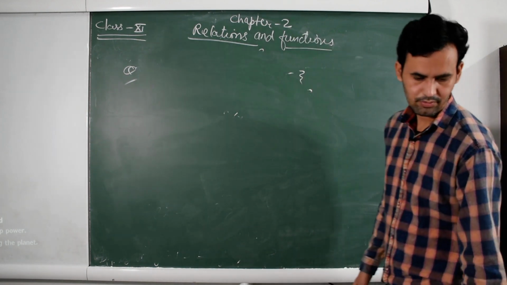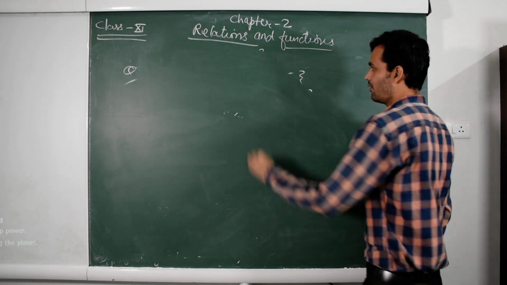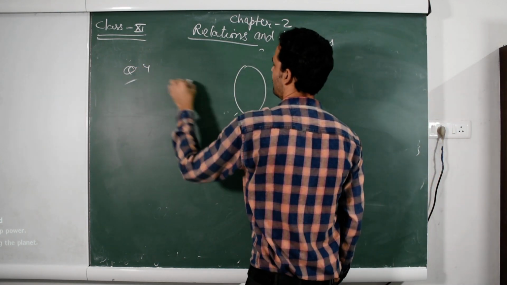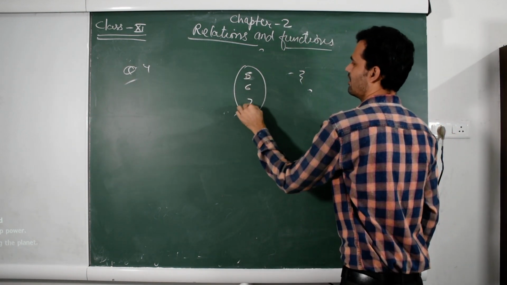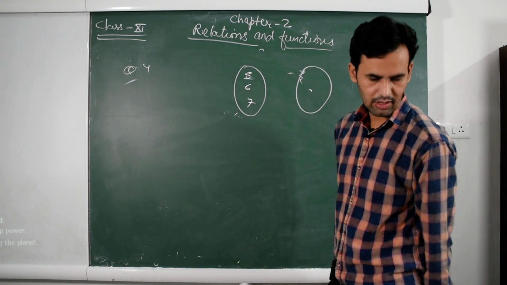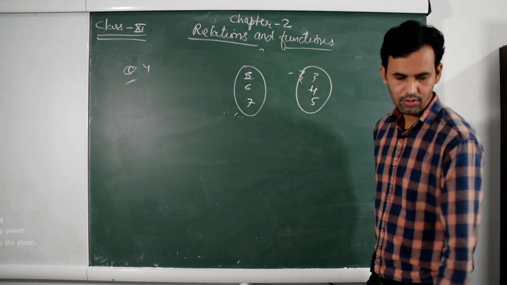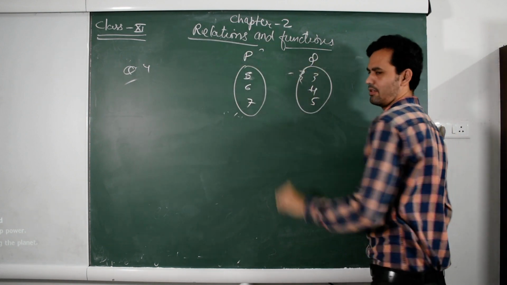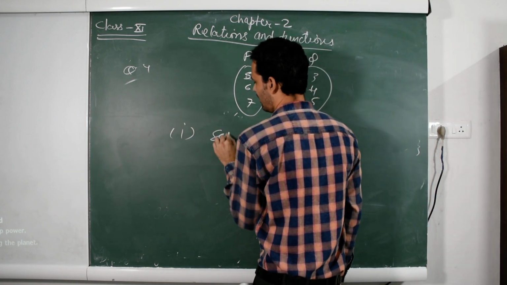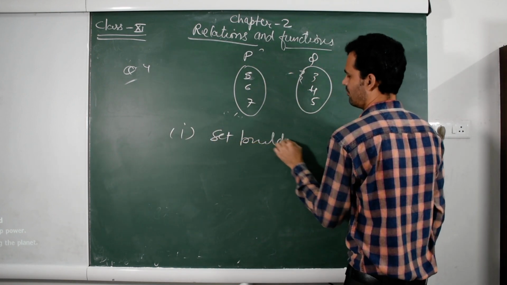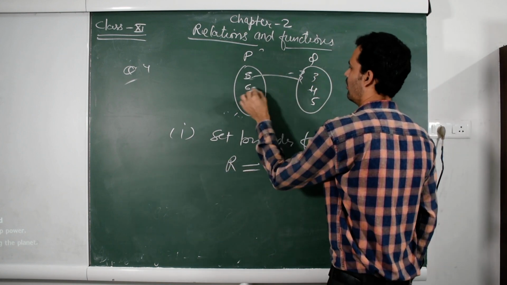Question number 4. Figure 2.7. There is one figure given. 5, 6 and 7 are 3 elements of this A and 3, 4, 5 are the elements of Q. There are 2 sets and first we have to write the relation in set builder form.